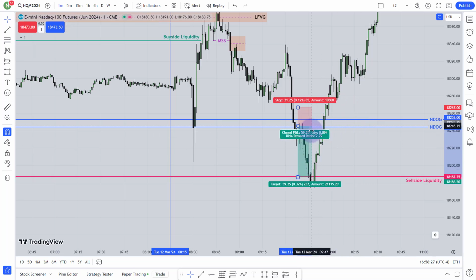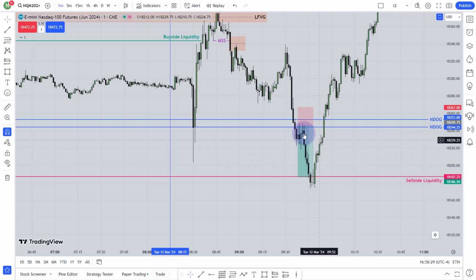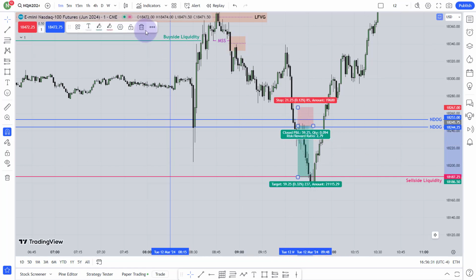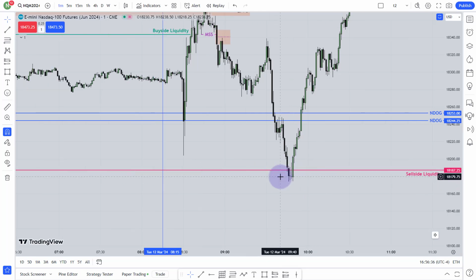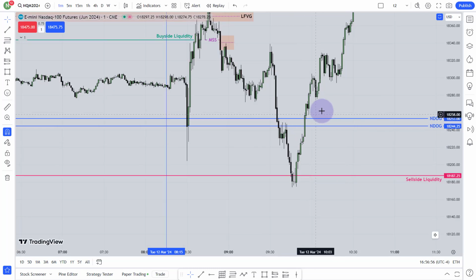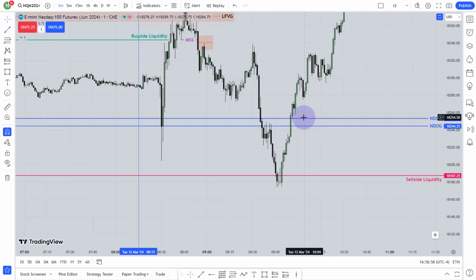There was another opportunity to take your entry over there. If you missed that entry, there was another opportunity. After taking this sell side liquidity, there was a 1-minute last fair value gap. So if you go to the previous price action, you will see there is a 1-minute last fair value gap. Price came to that 1-minute last fair value gap, went higher, dramatically it went higher, gave me the market structure shift. So market has taken the sell side liquidity, gave me the market structure shift over here, the first fair value gap or the new day opening gap.